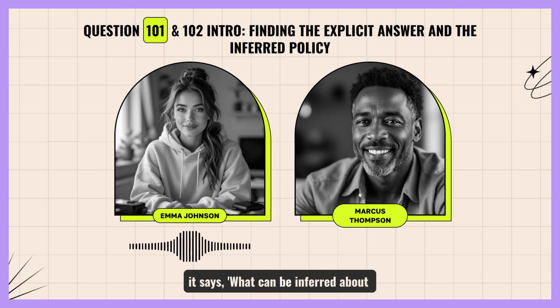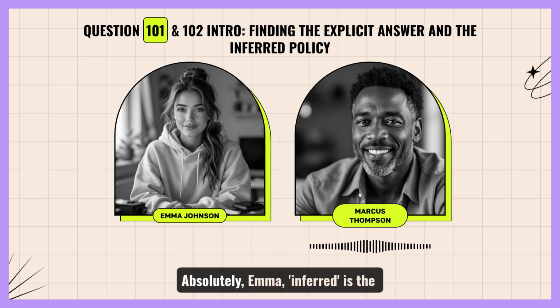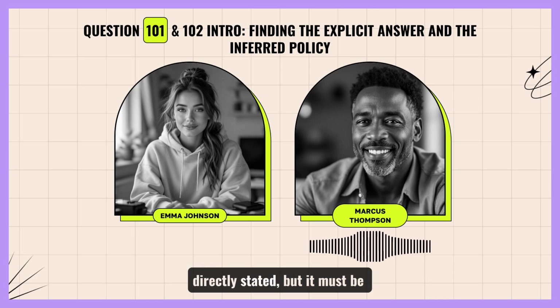It says, what can be inferred about the parking office's policy? And the word inferred here, Marcus, that's a huge signal, isn't it? This means it's not just directly in the text, but it's got to be logically supported. It's got to come from what's implied. Absolutely, Emma. Inferred is the operative word there. It means it's not directly stated, but it must be logically supported by the text.